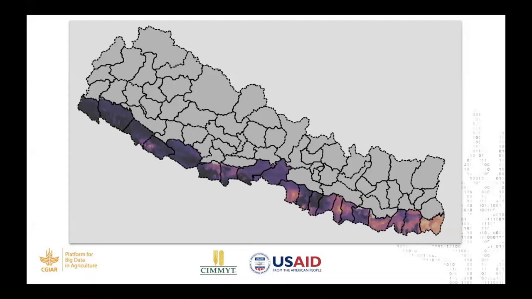So the government did maybe about 10,000 soil samples, and we helped them to create a digital soil map for the country, also using the same tools and techniques that we had from Mexico.